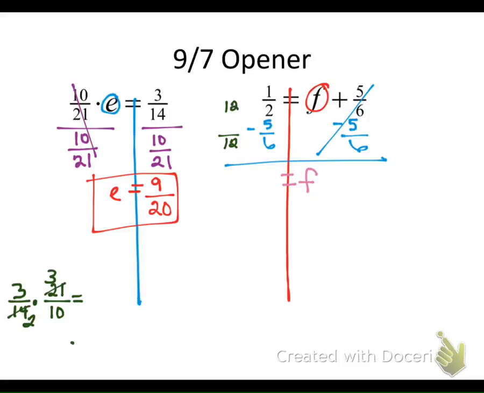2 times what gets me to 12? So then 1 times 6 is? 6 times what gets me to 12? Then 5 times 2 is? 10. Now what operation am I doing here?